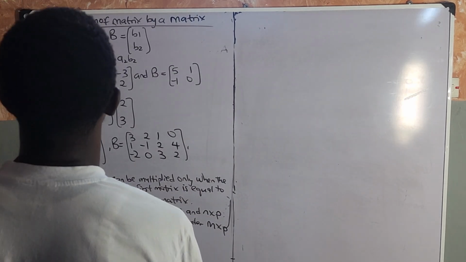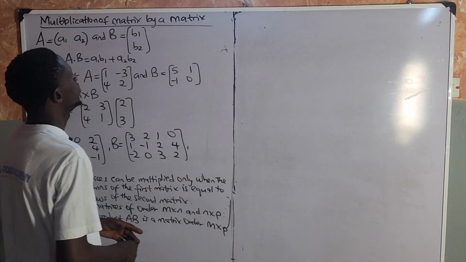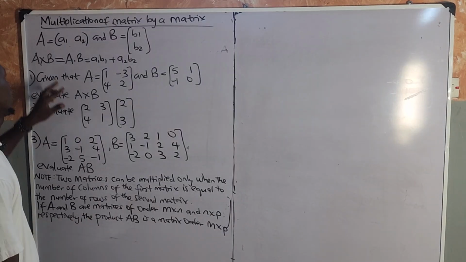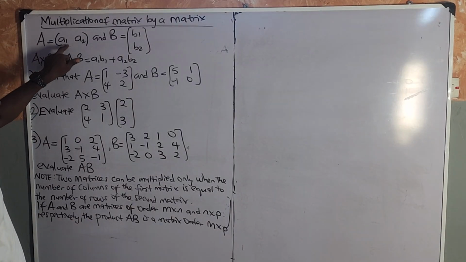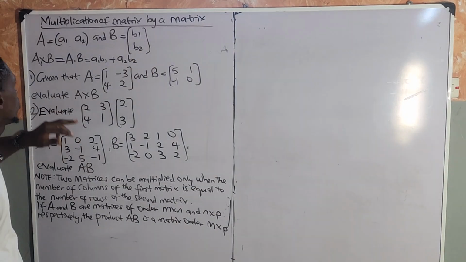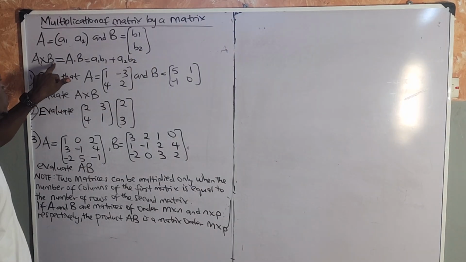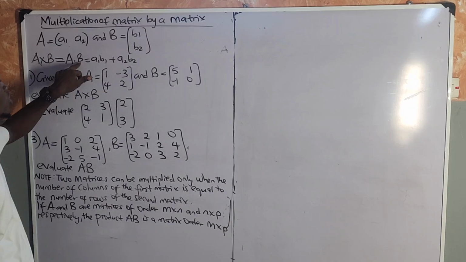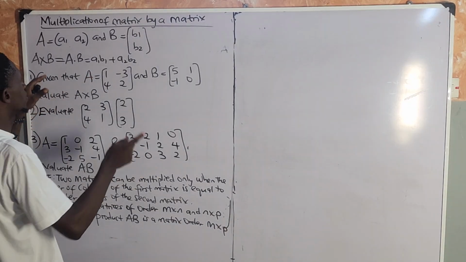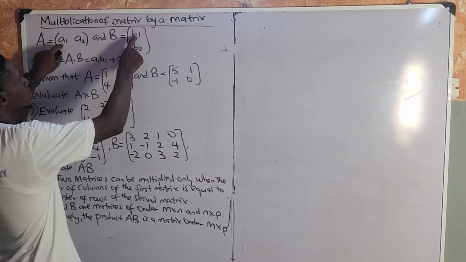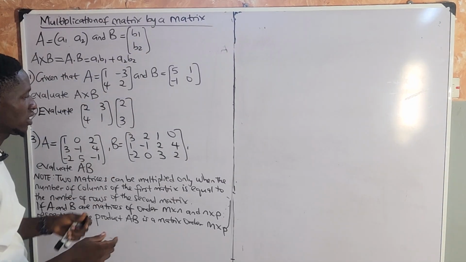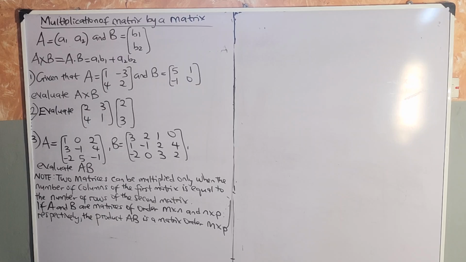Hello everyone, we are going to be looking at multiplication of a matrix by a matrix. So you can see we have matrix A as A1, A2, and matrix B as B1, B2. A cross B, or A times B, or A dot B, depending on how it is presented. How do we multiply? A times B plus this times this. So I'm going to explain with an example, but let's take note of some things.